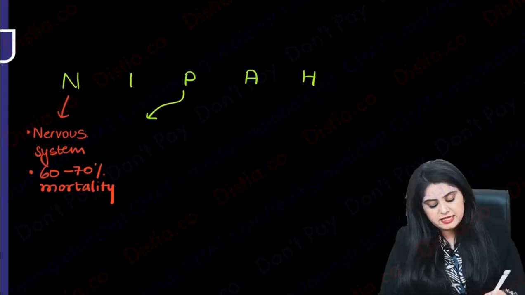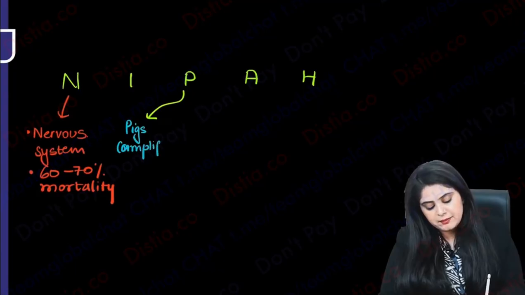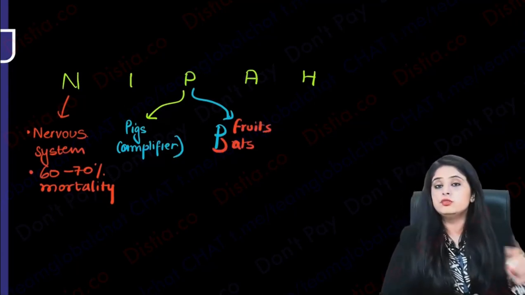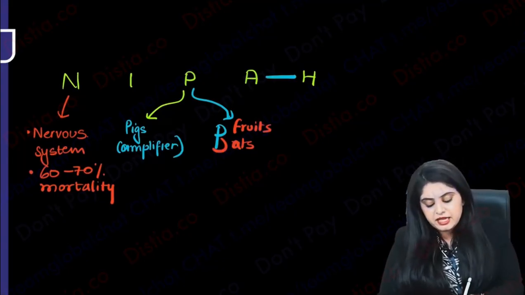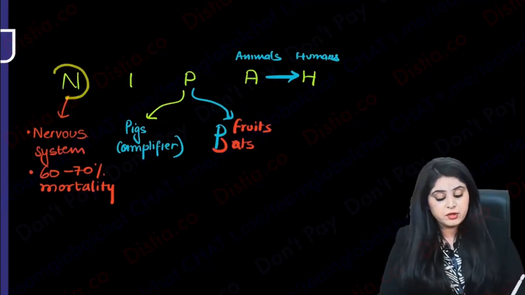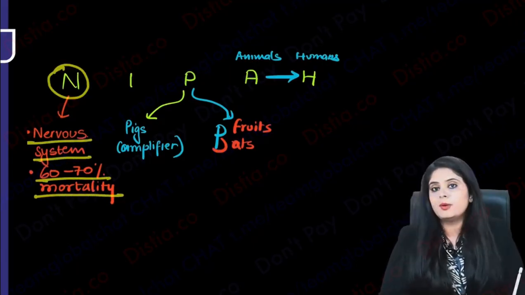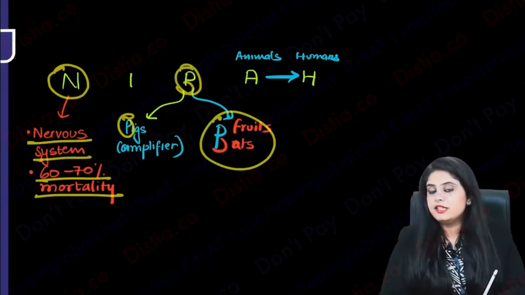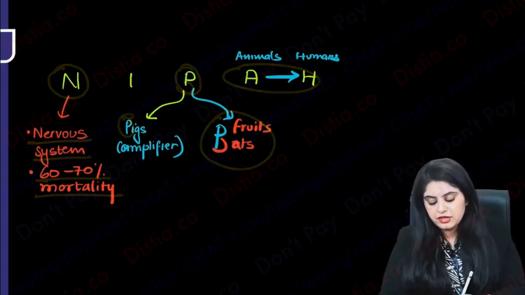Next, the P will tell you that you have pigs as the amplifiers over here. Pigs are going to be the amplifiers. Also, from P you are just going to make a small b out here, because there are going to be fruit bats, which are also going to be used in the life cycle. Finally, A to H means this is an infection which can come from animals to humans. So that is Nipah virus. I'm very nervous about this virus because of the system affected and because of quite a high mortality. Pigs are the amplifiers. P becomes B, fruit bats is what I'll be seeing in the life cycle, and it comes from animal to humans. So now let's start reading.